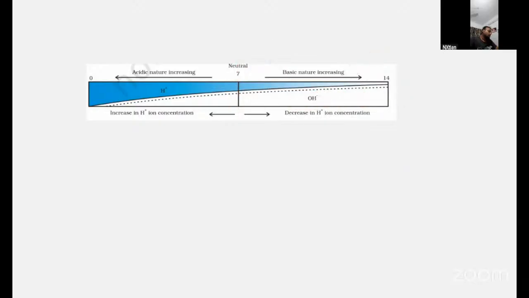Turn on the camera now, please. Excuse me, sir. Which one of these is the pH scale? This is also pH, no? This is the pH scale under the H plus concentration and OH minus concentration, showing how much H plus concentration and OH minus concentration is there.